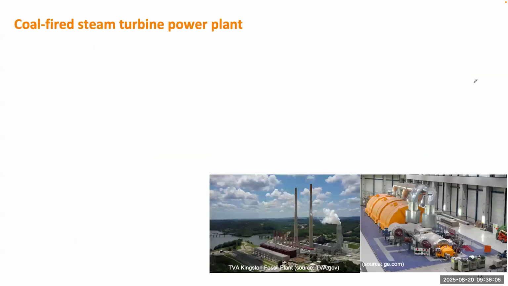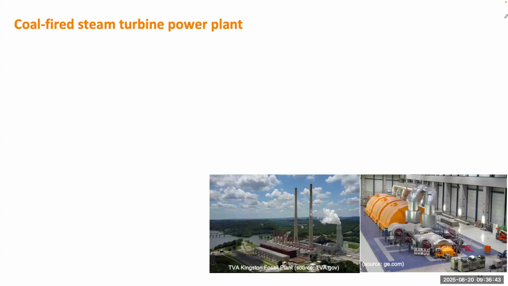So next, we're ready to talk about each fossil power plant. We start with the coal-fired steam turbine power plant. This is what a steam turbine coal-fired power plant looks like. This is actually the Kingston power plant. If you drive to Nashville on I-40, when you drive through a long bridge, you will be able to see this power plant on the right-hand side. When you drive back from Nashville, whenever you see those chimneys, you know you're closer to Knoxville.